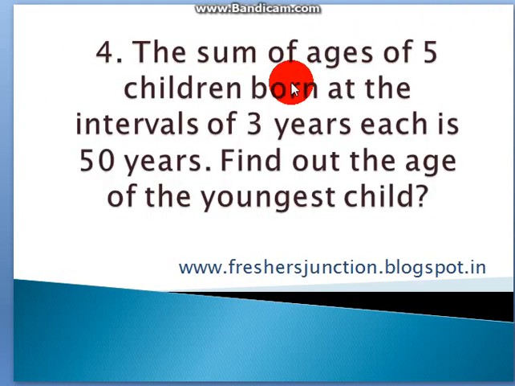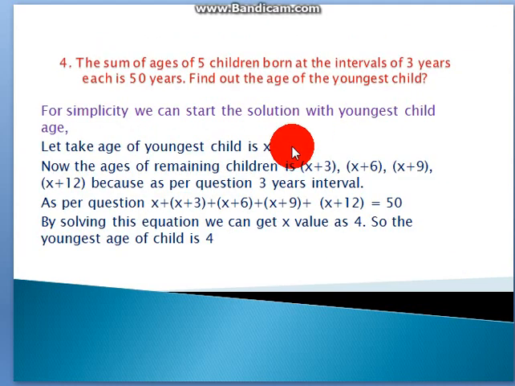Now the fourth example question is: the sum of ages of 5 children born at intervals of 3 years each is 50 years. Find out the age of the youngest child. Guys, you can read the question once again. The sum of ages of 5 children born at the interval of 3 years each is 50 years. Find out the age of the youngest child.